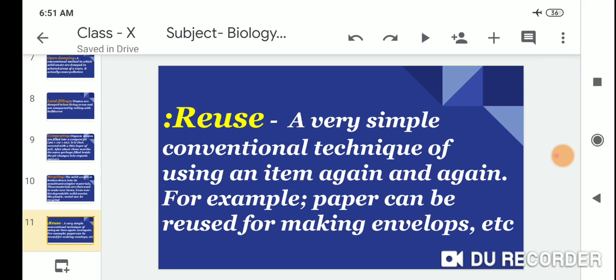Reuse. Reuse is a very simple conservation technique of using an item again and again. For example, paper can be reused for making envelopes, etc.